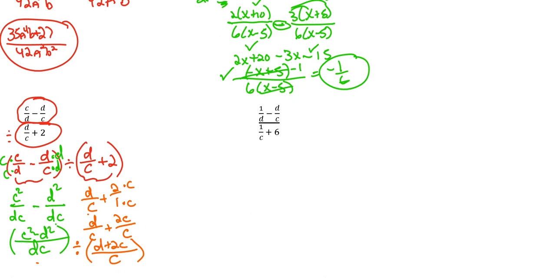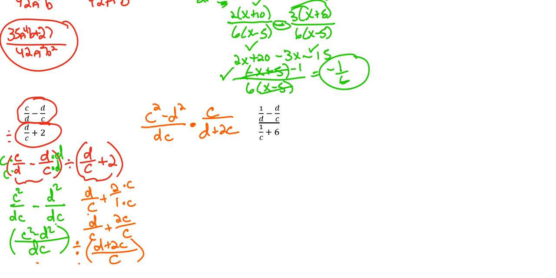So I have this divided by this. So now I'm going to rewrite it. The first one stays the same. And I multiply now instead of dividing by C over D plus 2C.